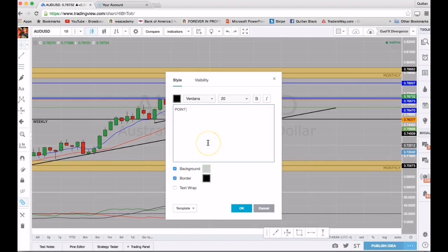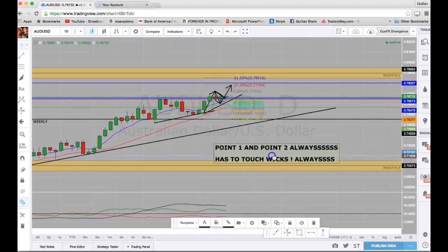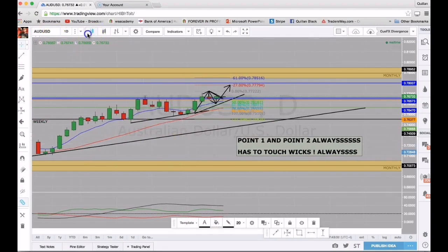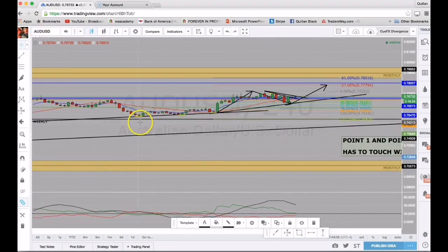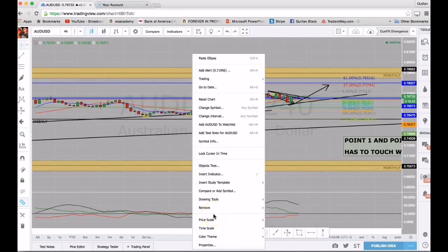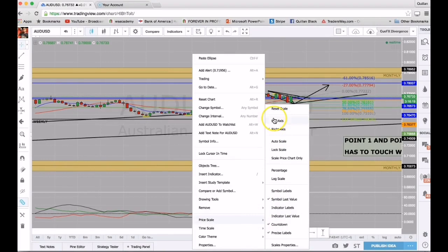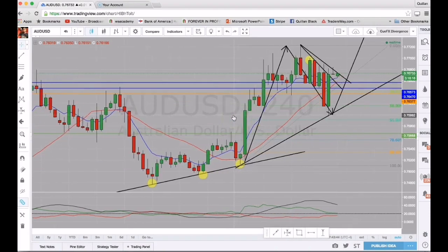So point 1 and point 2 always has to touch wicks. Always. Point 1 and 2, very, very important. Point 1, point 2, or whatever. Okay? So what I mean by that is the first two areas that are touched when you actually draw your trend line, it has to touch wicks. First 2 points have to touch your wicks.